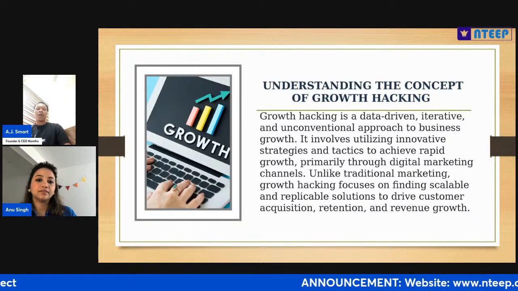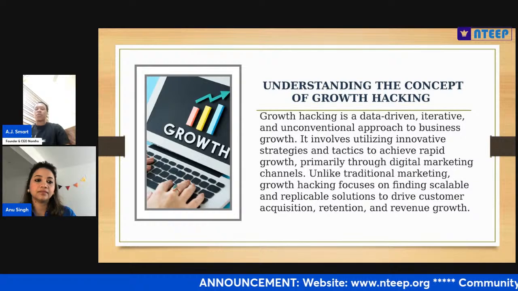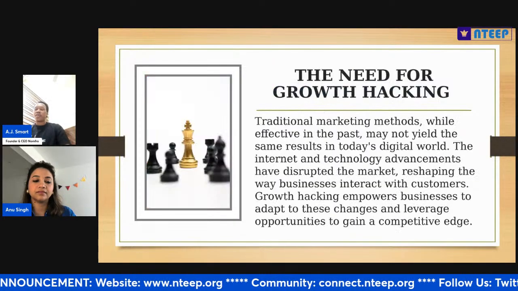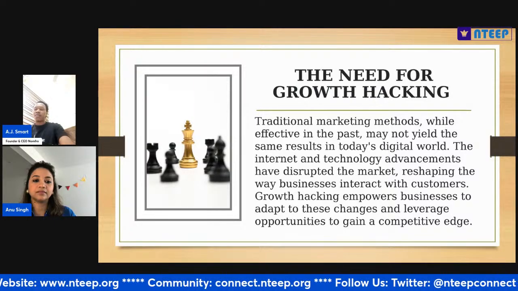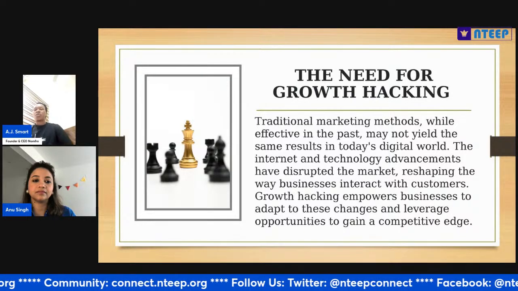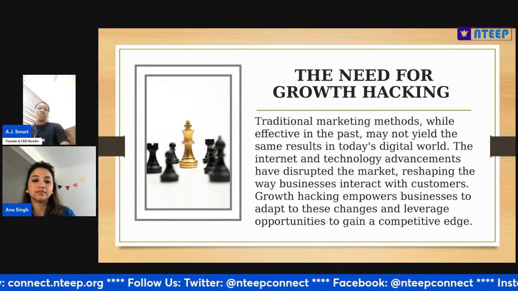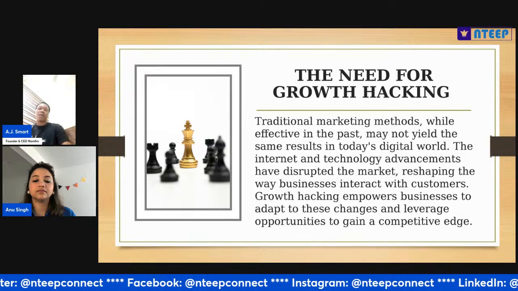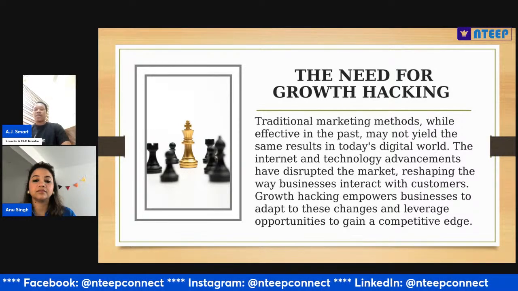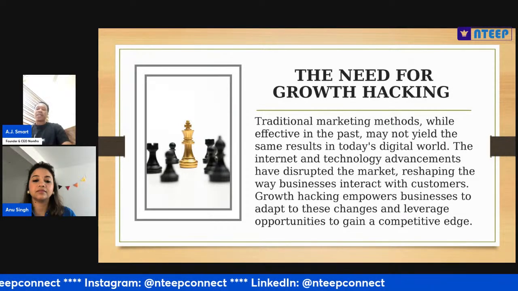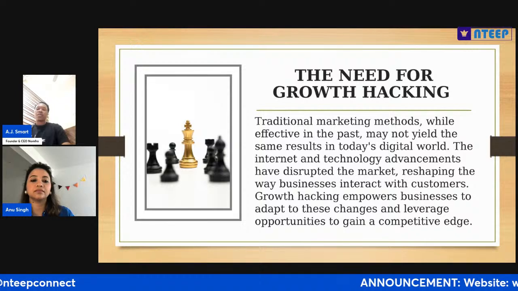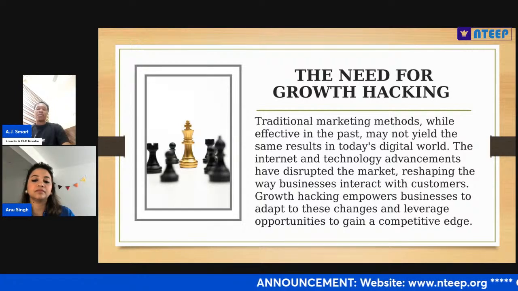That is why it's said to be an unconventional way, and that is why we call it hacking, not to be confused with the kind of hacking that most people might be thinking about. So then, what is the need for using an unconventional way of marketing to grow my business? That is the next question, because now I understand what this concept is about. So why do I need it? Traditional marketing methods, while effective, and we are not disputing that, may not yield the same results as in the past.